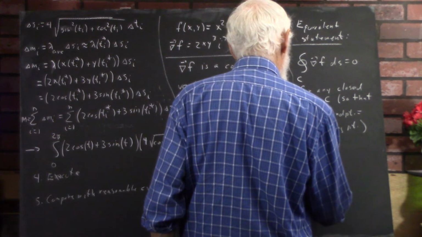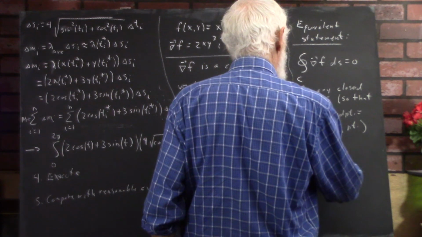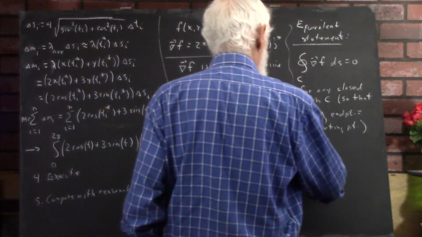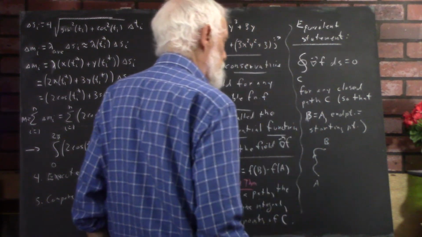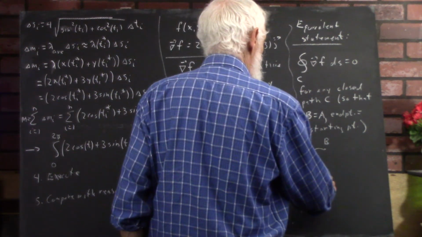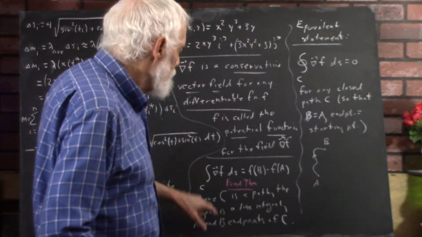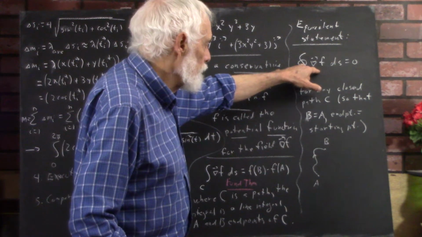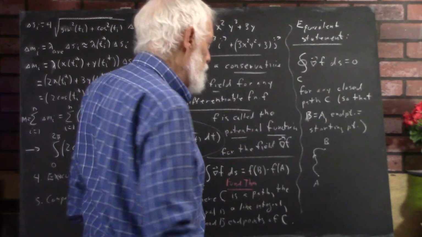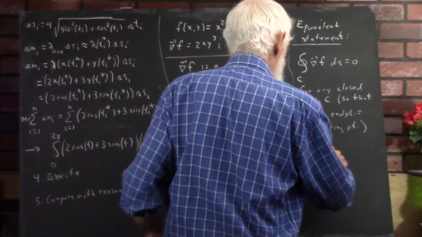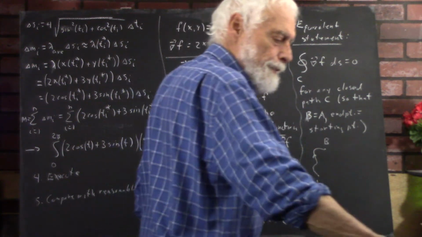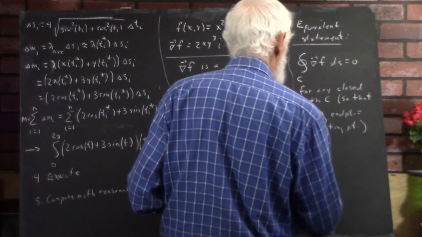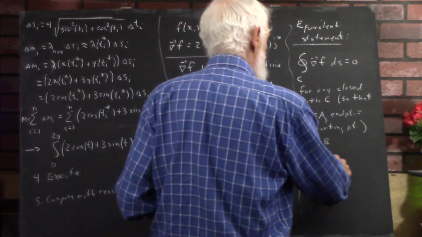from point A to point B, okay, so you go along the curve this way, and if you know that the integral over any closed interval is 0, then you can complete this path from B to A.